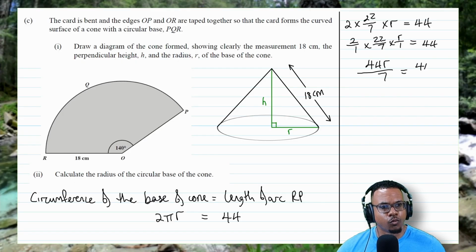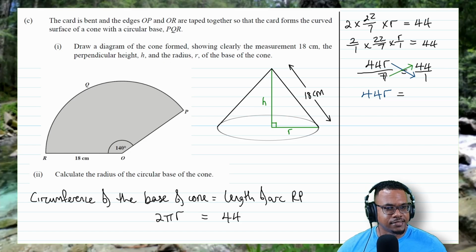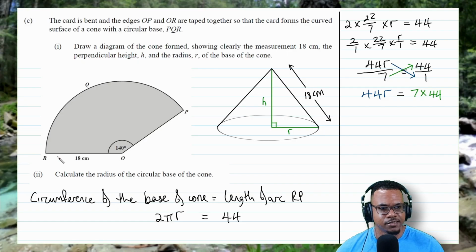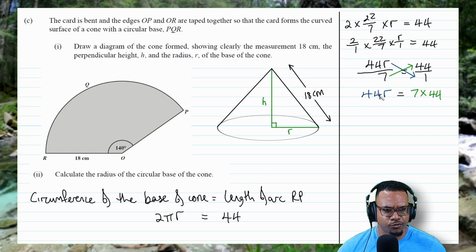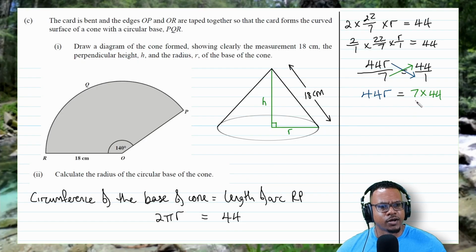And I'll put this 44 over 1. So we can just cross multiply. We multiply 44r by 1, which will just give you 44r, and 7 by 44, let's write that as 7 times 44. I won't work it out just yet because it's easy to see that we have this 44 here and this 44 here, right? So I'll just leave it like this.